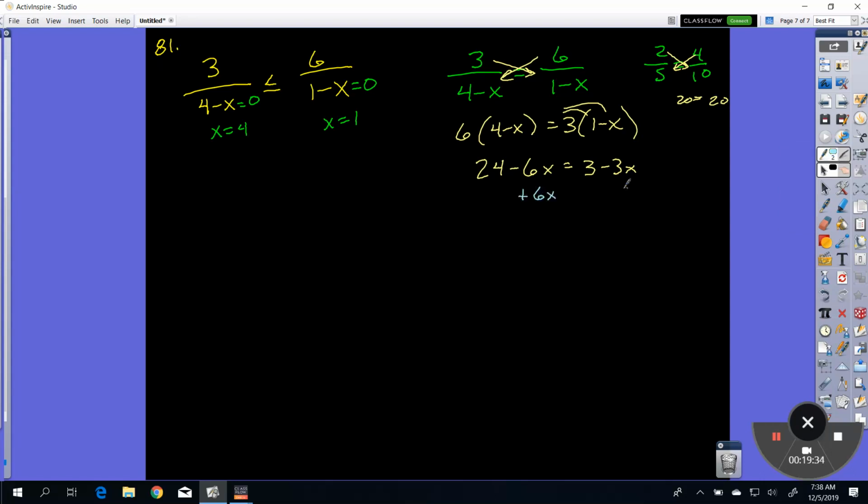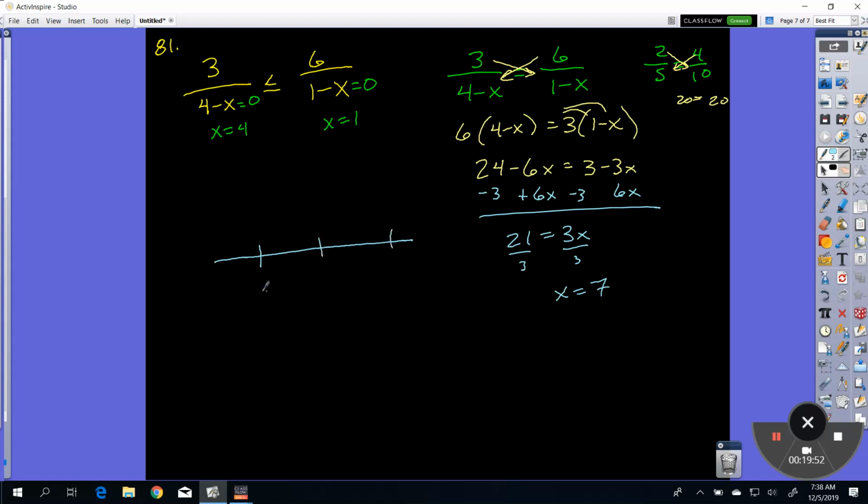So I'm going to add the 6x over here and subtract the 3 over here. So I get 21 equals 3x. Divide by 3, so x equals 7. So I now have my critical numbers. We draw a number line: 1, 4, and 7.